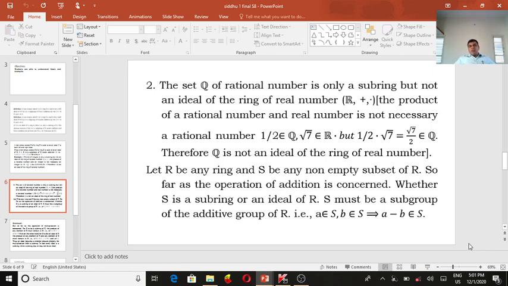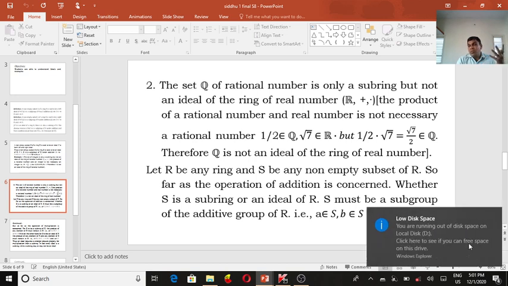See here, if we take an ideal, whatever the ring may be, either rational or real, and you multiply, that means you take a product, the resultant is an element of the ideal. So the product should not escape the subset, unlike integers multiplied with rationals or reals.